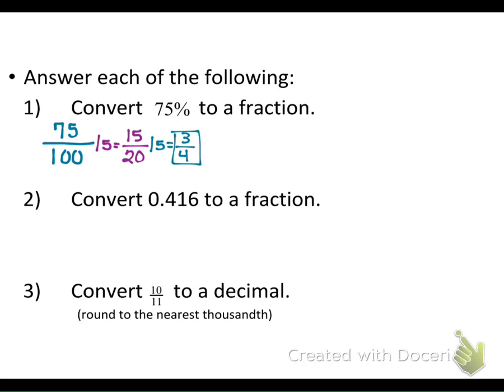Convert 0.416 to a fraction. So what kind of number is this here? A decimal. So I'm going to change a decimal to a fraction. So according to my notes, how do I change a decimal to a fraction? Okay, so I'm going to find the place value of the last digit. My last digit is a 6. So what place value is that 6 in? Thousands.